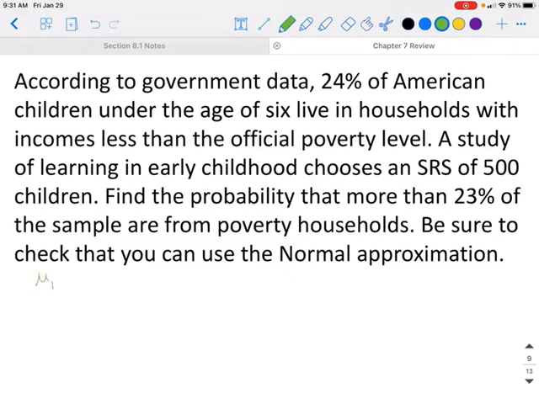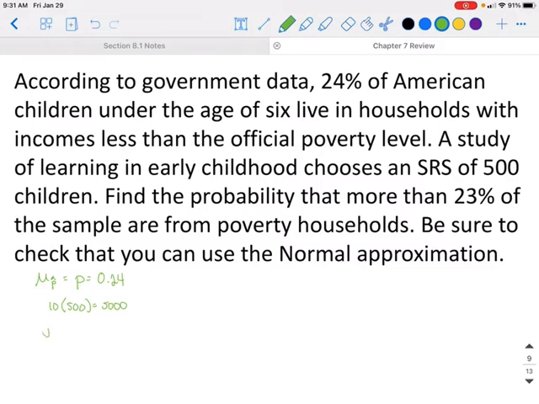So first, we know that the mean of the proportions from our samples will just equal the proportion from the population, which is 0.24. Now you need to check that 10% condition before you can find the standard deviation. We need to make sure that our sample is less than 10% of the entire population. If we do 10 times our sample size of 500, this would give us 5,000 children. We can guarantee there are more than 5,000 children in America, so that 10% condition is met.